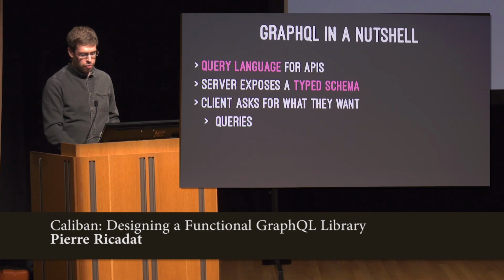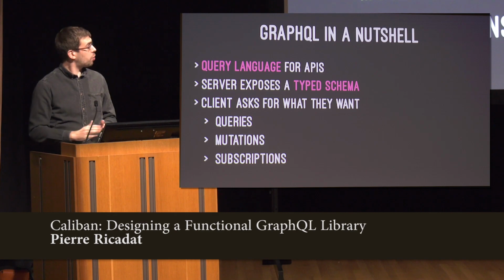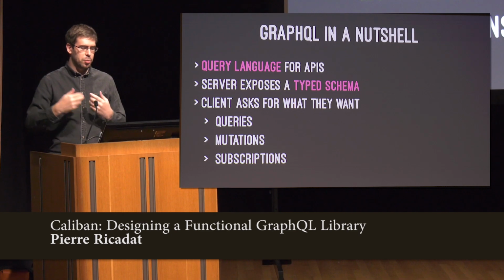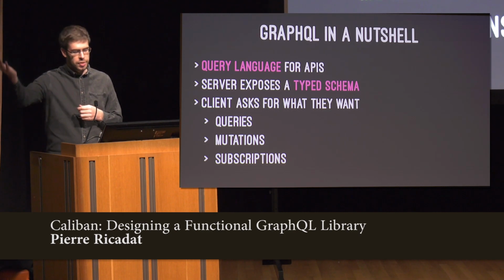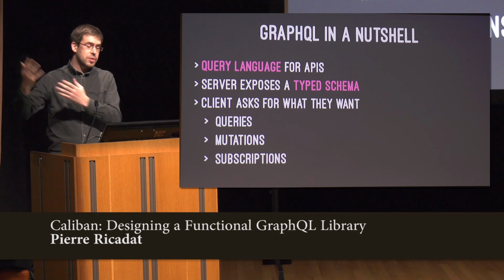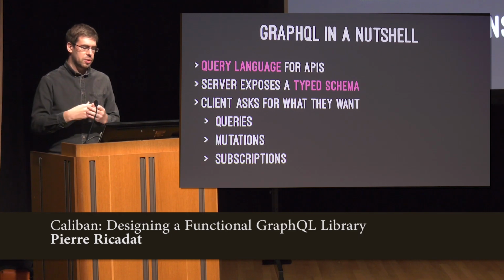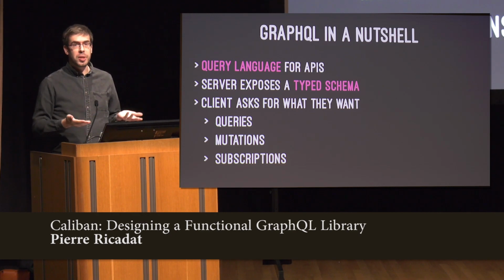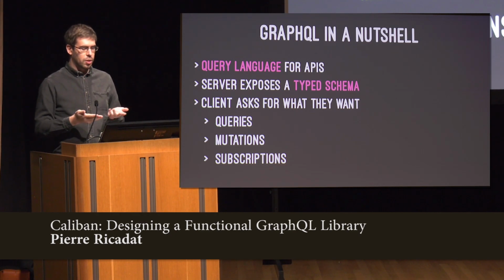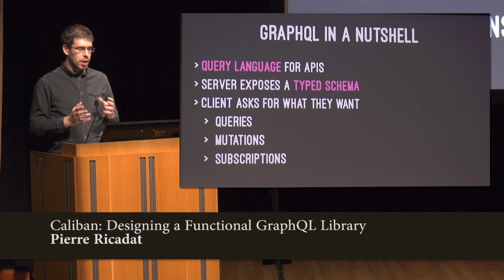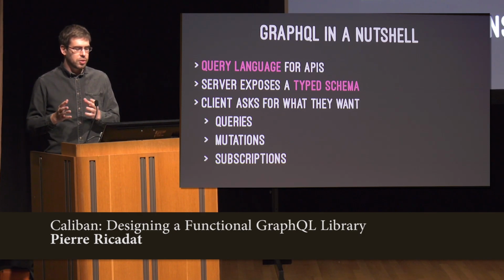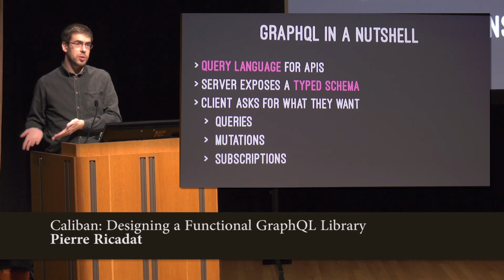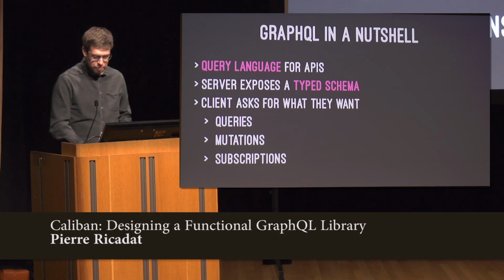GraphQL supports 3 types of operations: queries, mutations, and subscriptions. Queries are just for gathering data. Mutation is for when you want to modify or delete something. And subscription is for listening to updates pushed by the server. Typically, queries and mutations are backed by an HTTP API, but it doesn't have to be. The spec doesn't restrict you on the transport. And typically, subscriptions are backed by WebSockets, but it can also be something else.